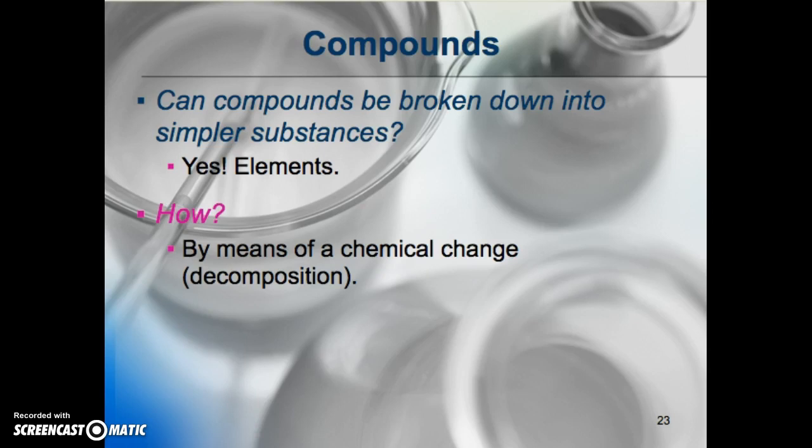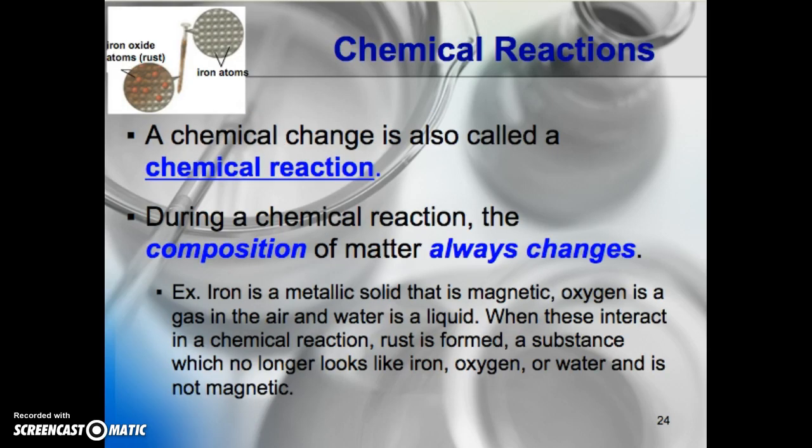Can compounds be broken down? Absolutely. So they can be broken down into the simpler form, the elements that make them up, by decomposition. So water is made up of hydrogen and oxygen. I can decompose water and form hydrogen and oxygen, so it can be broken down. A chemical change is also called a chemical reaction. So if I want to split water into hydrogen and oxygen, that would be a chemical reaction to change it into a new substance. During a chemical reaction, the composition changes, since it's a chemical change.